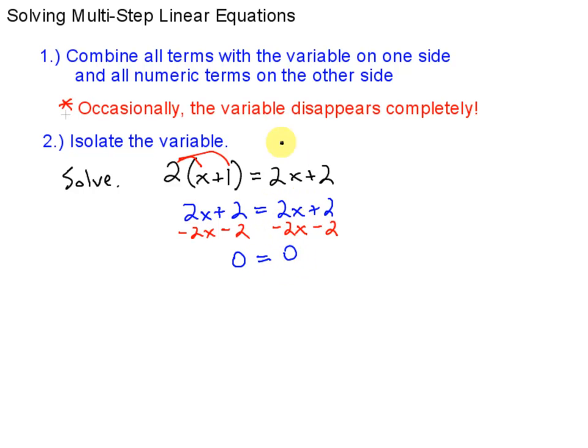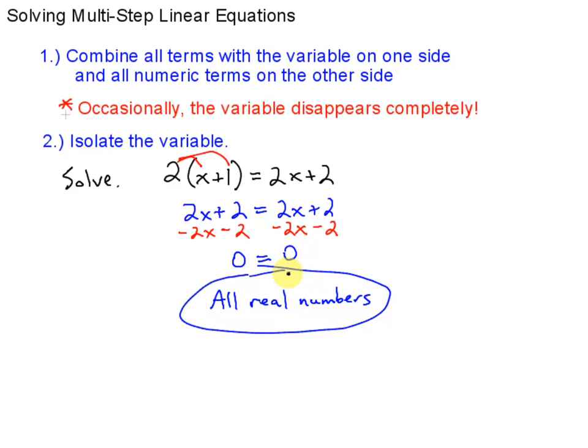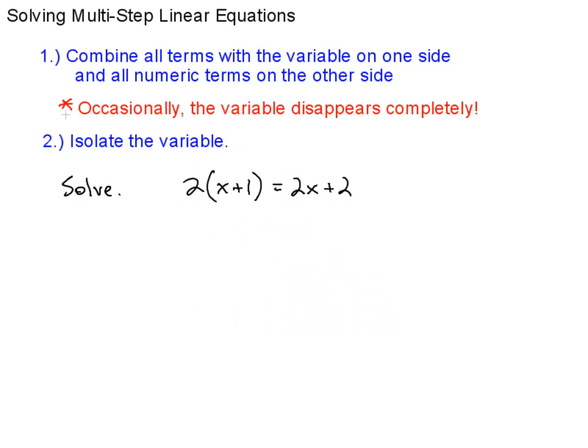So here's an example where the variable disappears completely. Whenever that happens, if you get a true statement, 0 does equal 0, that means it doesn't matter what x is. No matter what x is, this equation would be true. So the solution to the original equation is x could be any real number. So all real numbers are solutions to this equation. Any number you could think of, you could plug in for x to the original equation, and it would be a true statement. Here's a similar problem.